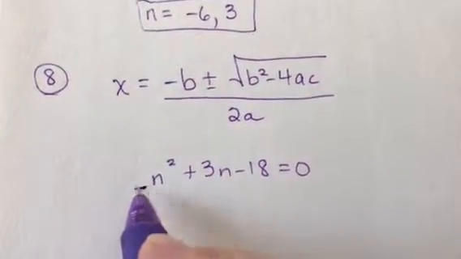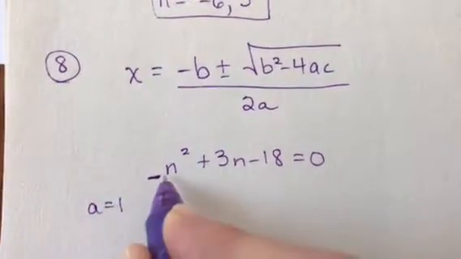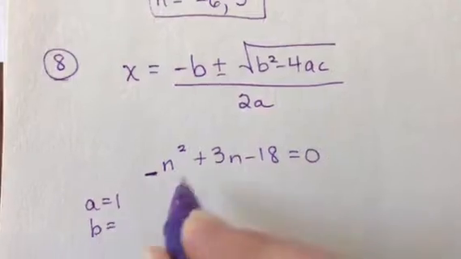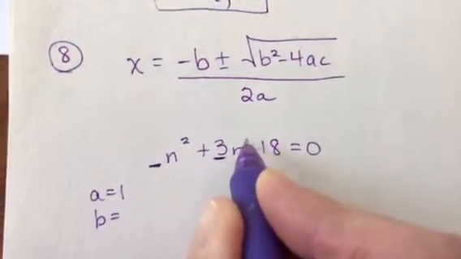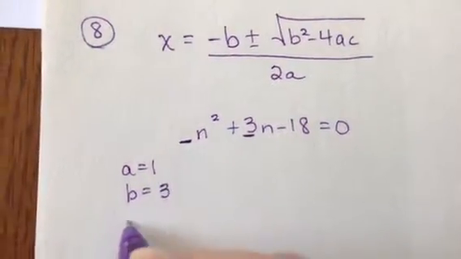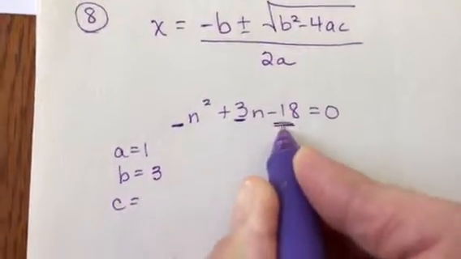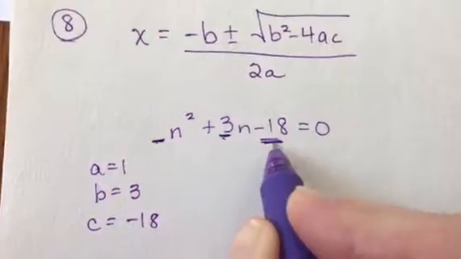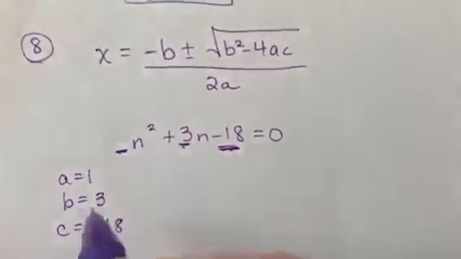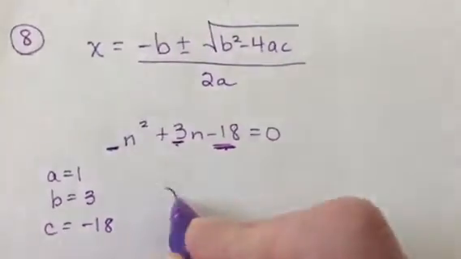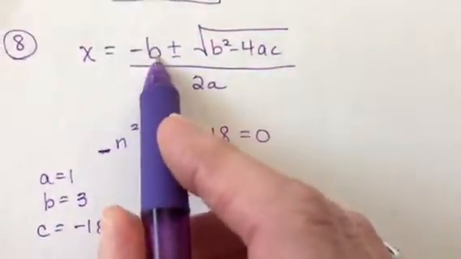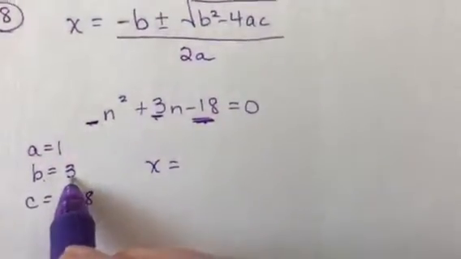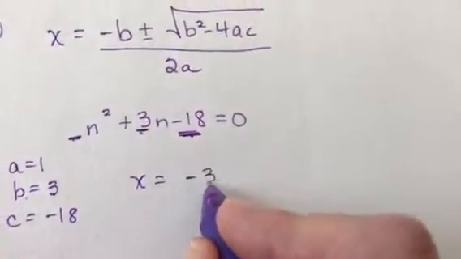Remember, the number out front is your a value. Your b value is the number in front of this first term. And your c value is this last number, your constant, negative 18. So it's always a, b, c. So there's my ABCs, and I'm going to plug it into my formula. So here I go. This one's the opposite of b. B is 3. Well, the opposite of that is a negative 3.